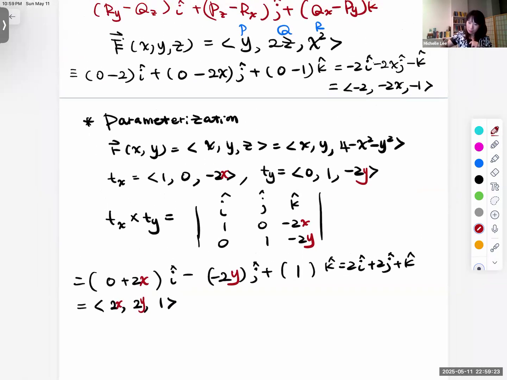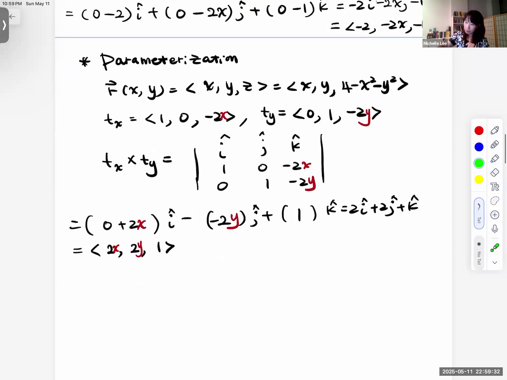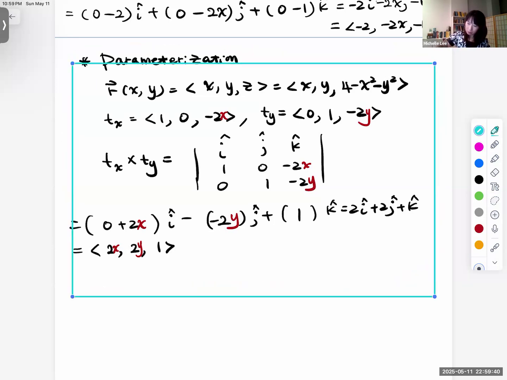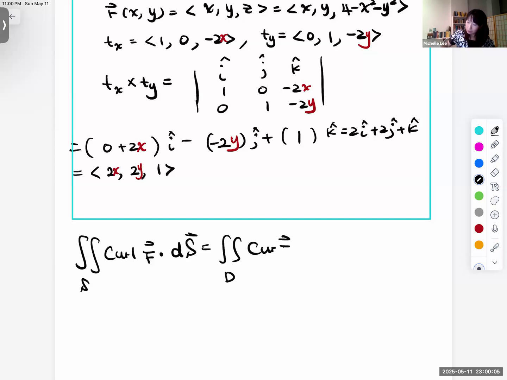Then let's go back to the formula, right? Let me make a little bit special for this one. All right, so we will get the surface integral, curl of vector field dot product with dS. That will be changed to region D, curl of vector F of x, y, dot product with tangent vector x cross product with y, dA. Yeah. All right.